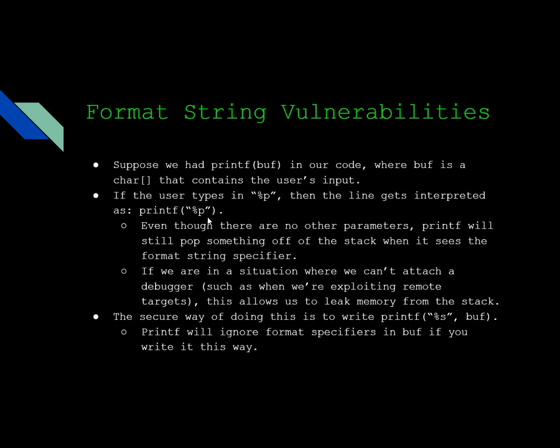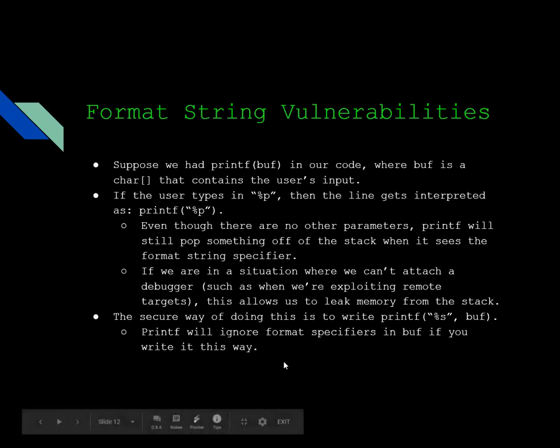So what'll happen is it will see this %p and it'll pop something off of the stack, but it doesn't know what's being popped off of the stack. It thinks that this was meant to be popped off of the stack, but whatever is just on the stack is still going to be printed out. So if we're in a situation where we can't look at something through a debugger, this allows us to leak memory off of the stack and see what's on the stack. We can send a bunch of %p format specifiers to the program, and it's just going to print out a bunch of values that are on the stack.